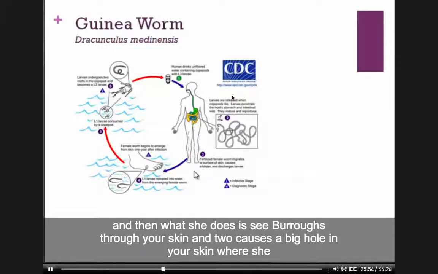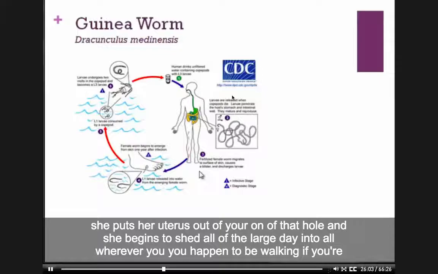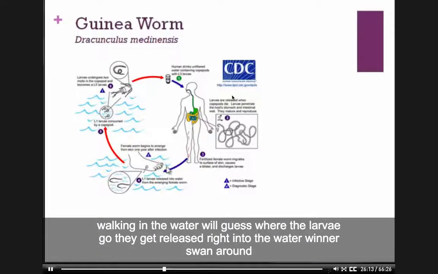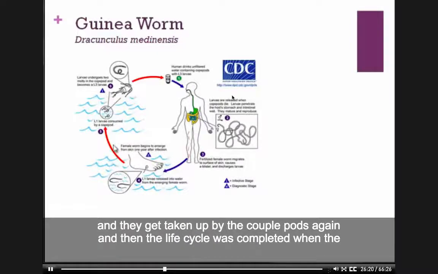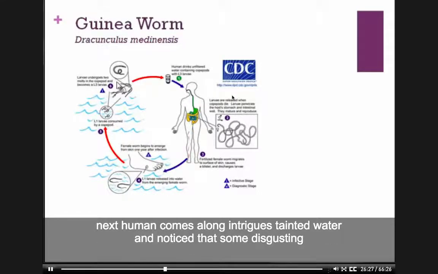And then what she does is she burrows through your skin, and she causes a big hole in your skin where she puts her uterus out of that hole, and she begins to shed all of the larvae into wherever you happen to be walking. And if you're walking in the water, well, guess where the larvae go? They get released right into the water where they're swimming around, and they get taken up by the copepods again. And then the life cycle is completed when the next human comes along and drinks tainted water.